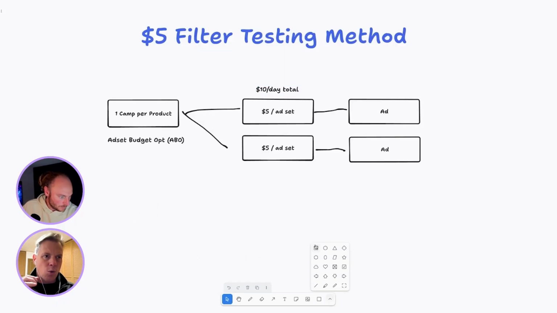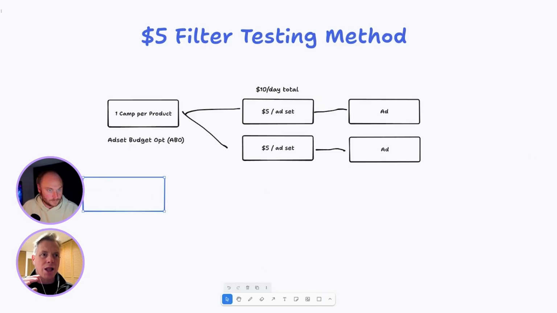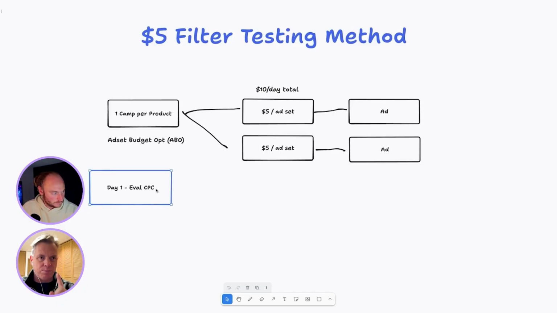Okay. So what I'm looking for after day 1 is my cost per link clicks. Got it. So day 1, we evaluate CPC. What's it need to be? Okay. There's a little bit of variance here, unfortunately, with product type and the niche that you're in. But to give a general principle, I would say $2 or less. CPC needs to be less than $2.